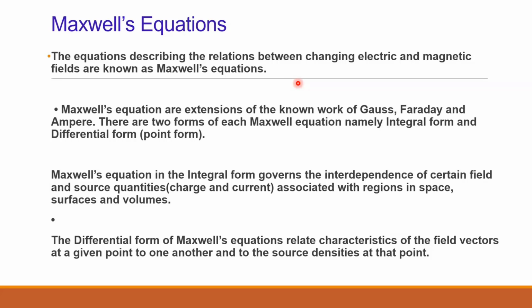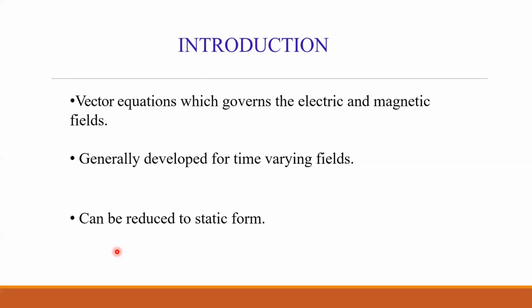Then the next, these are again the same thing. Maxwell's equations are vector quantities which govern the electric and magnetic fields. Generally they are developed for time varying fields, but they can be reduced for static fields. If we have Maxwell's equations for time varying fields, we can reduce them to the static form.